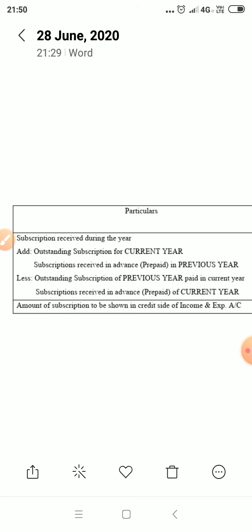You have two other formulas, one which is available in your NCERT book and the other one is the account form, where you have to prepare a subscription account. Now I don't want to confuse children, so let us stick to one formula. The total subscription received during the year by cash or by bank, with this amount we have to add outstanding subscription for current year.